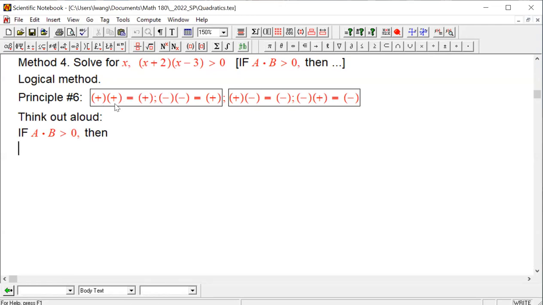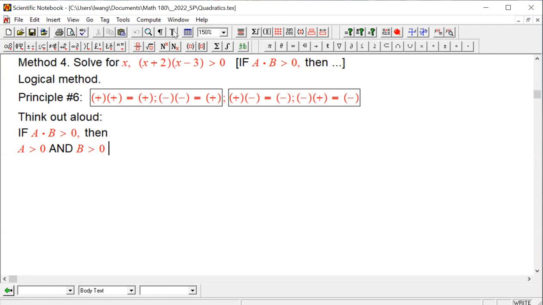Either both are positive, A is positive and B is positive. You need to be careful wording these. So A is positive and B is positive. It must be "and." A is positive and B is positive. We have positive times positive is positive. So this is the first case we're addressing.